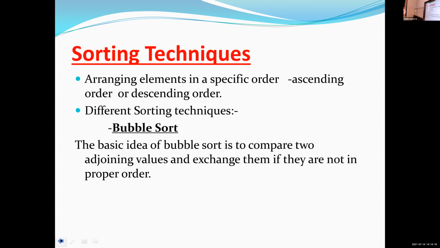Okay. Bubble sort: the basic idea of bubble sort is to compare 2 adjoining values and exchange them if they are not in proper order. Write the definition. The basic idea of bubble sort is to compare 2 adjacent values and exchange them if they are not in proper order.